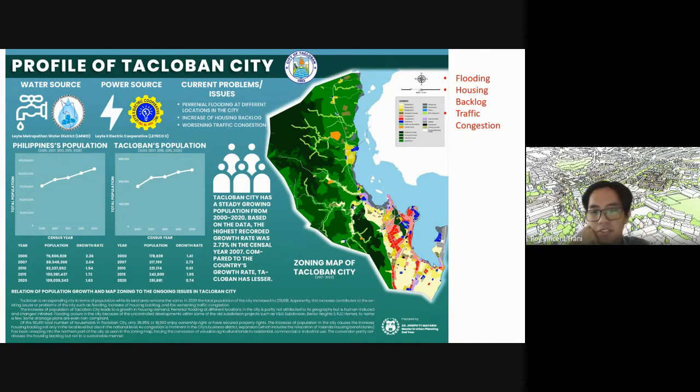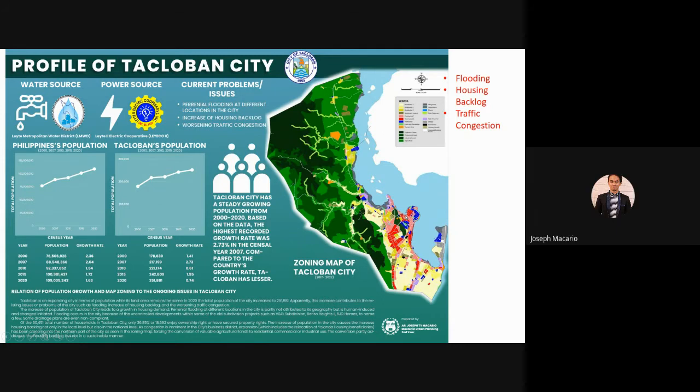Okay, good. And of course, traffic congestion: you can already see from the zoning map, the city center is very much a distance away from the subdivisions. And I think, are there any mixed-use developments in the city center that you've observed being made, Joseph? No, sir, there is no mixed use.